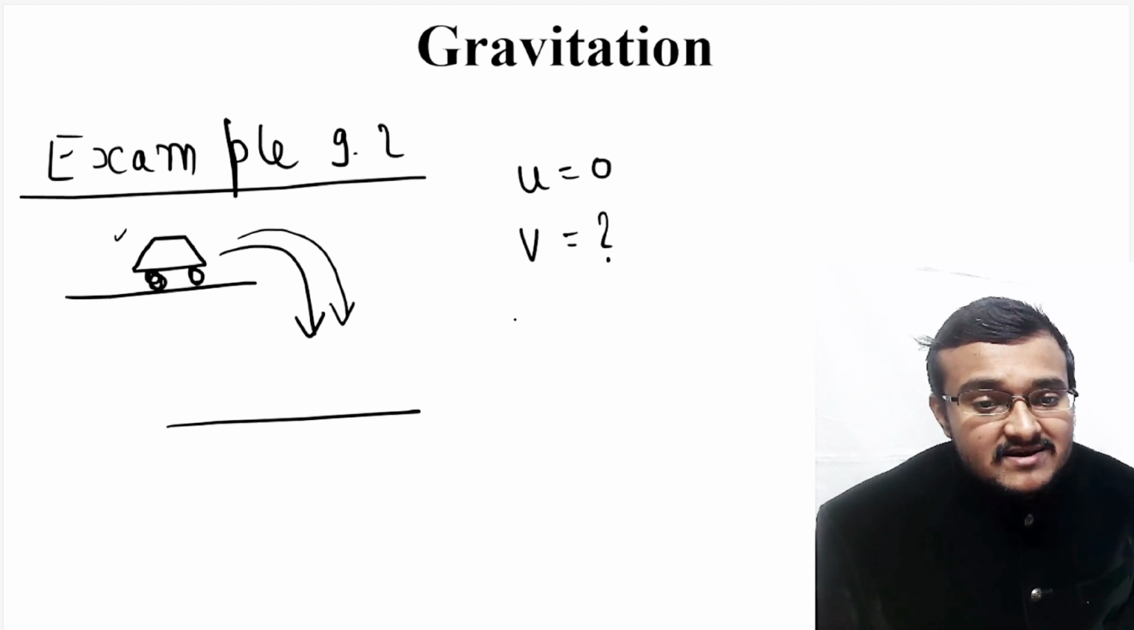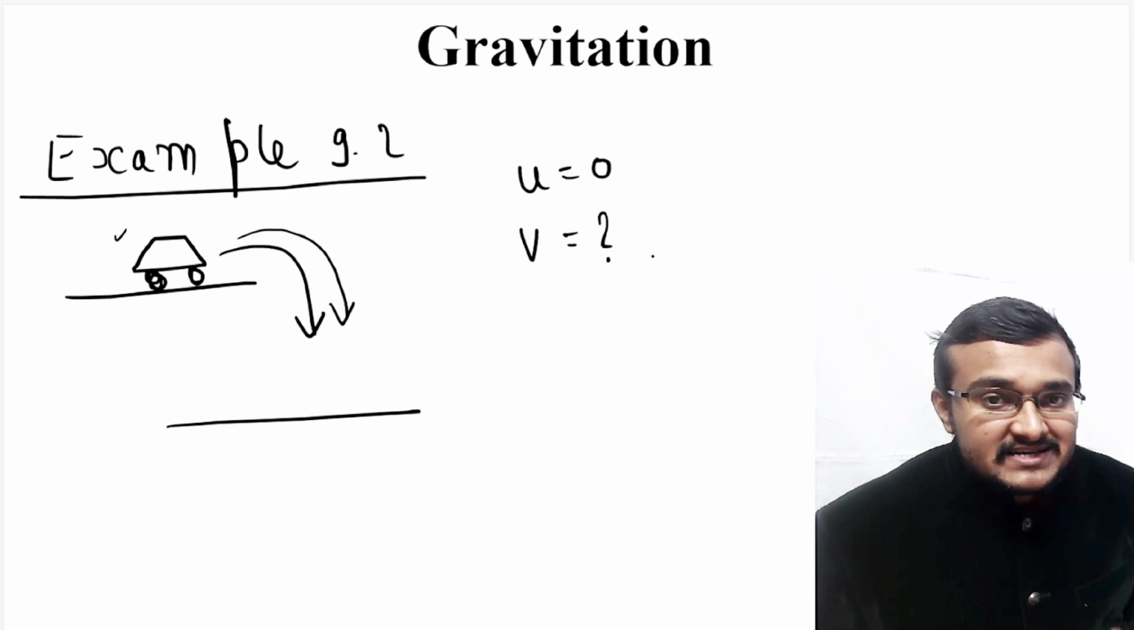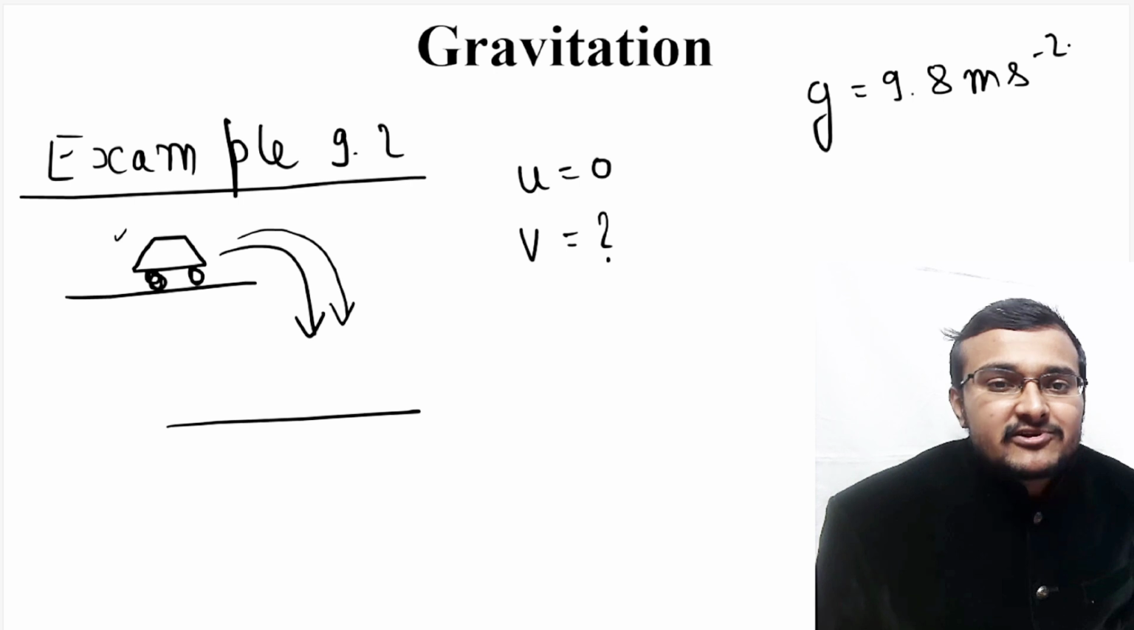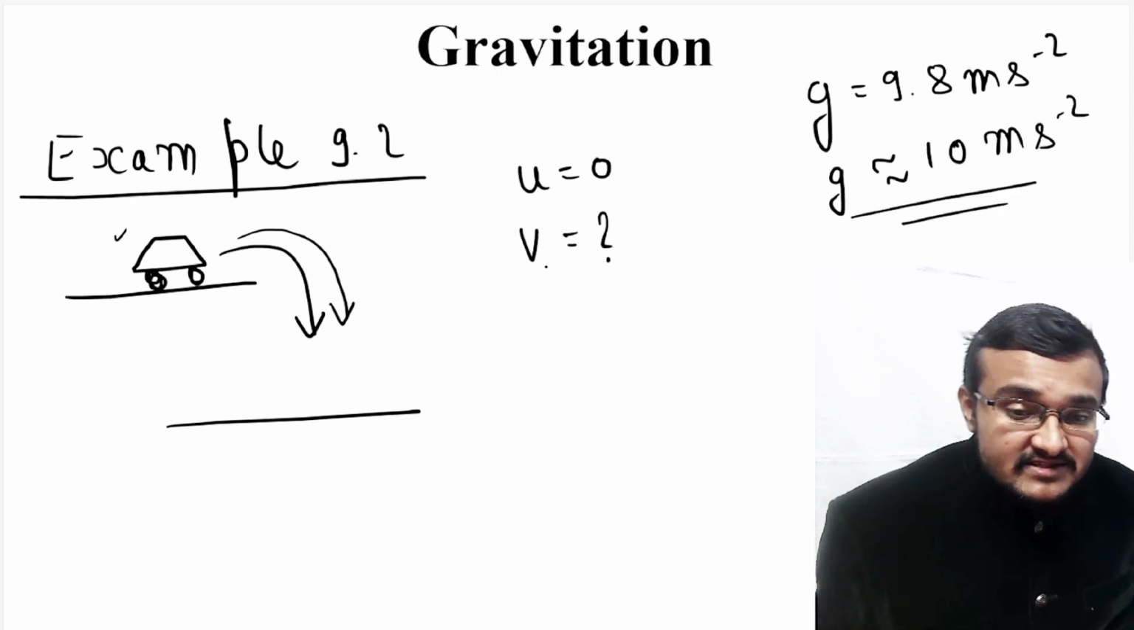And here they have given acceleration due to gravity as 10 meter per second square. So we have learnt that acceleration due to gravity is 9.8 meter per second square. For calculation purpose, we are just taking the approximate value of gravitation, which will be nearly equal to 10 meter per second square. So this is what they have given in the question.